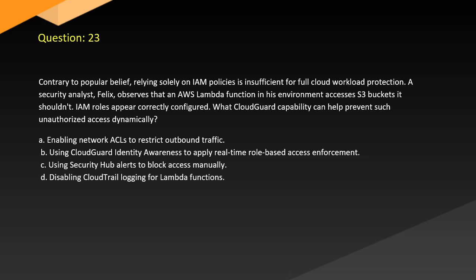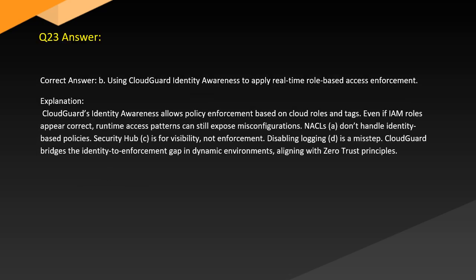B. Using CloudGuard identity awareness to apply real-time role-based access enforcement. C. Using Security Hub alerts to block access manually. D. Disabling CloudTrail logging for Lambda functions. Answer. Correct answer: B. Explanation. CloudGuard's identity awareness allows policy enforcement based on cloud roles and tags. Even if IAM roles appear correct, runtime access patterns can still expose misconfigurations.